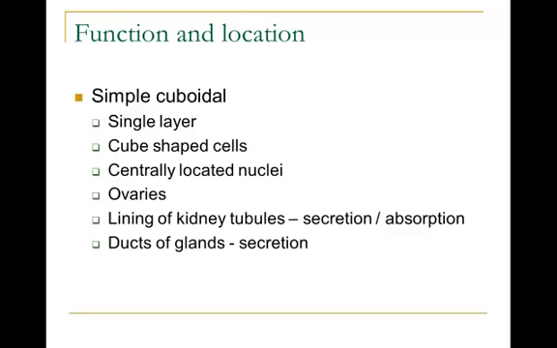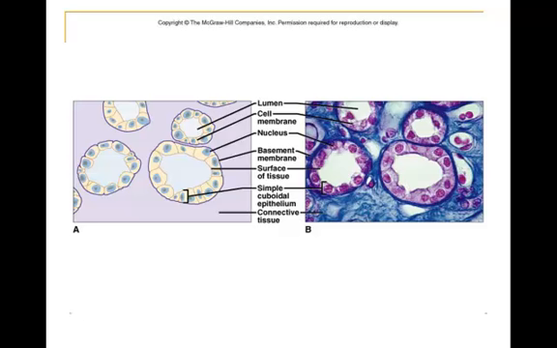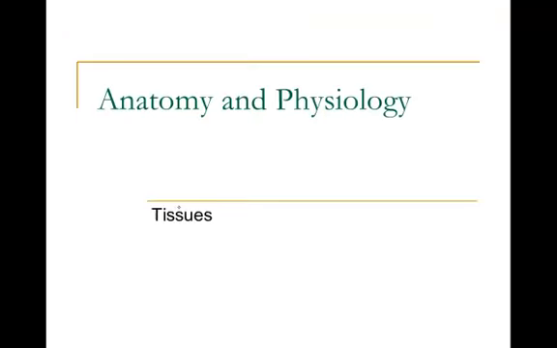Simple cuboidal. So cubes, one layer. Okay, centrally located nuclei. These are found in areas where we're going to have secretion and absorption. So the lining of our kidney tubules or our glands. I'll show you some of those in a minute. So there's an example of your kidney tubules, and you can see how cube-shaped looking they are. Again, a basement membrane. This would be connective tissue down here. And that would be where we're at there with our epithelial tissues.